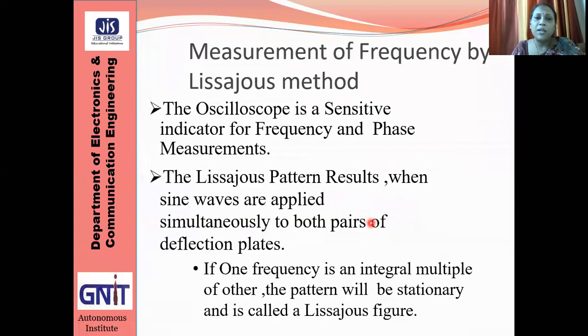So moving to our next slide, the Lissajous method. This is a very important phenomenon. The oscilloscope is a sensitive indicator for frequency and phase measurement. The Lissajous pattern results when sine waves are applied simultaneously to both pairs of deflection plates. But the point is that one frequency is known and the other frequency is unknown. In that case, we use the Lissajous method to find out the unknown frequency.